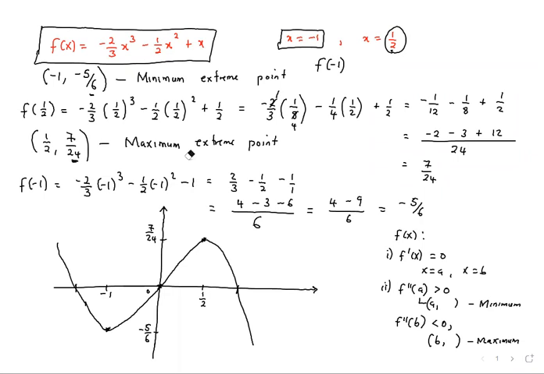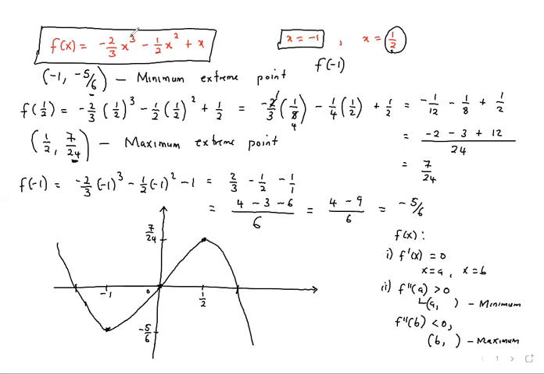Is there a case whereby the values of x are all positive or negative? It can happen. How do you determine which one is the minimum or the maximum? We use the second derivative. It doesn't matter whether x is positive or negative. What we are interested in is the sign of the second derivative. This tells us whether it is a minimum or maximum.